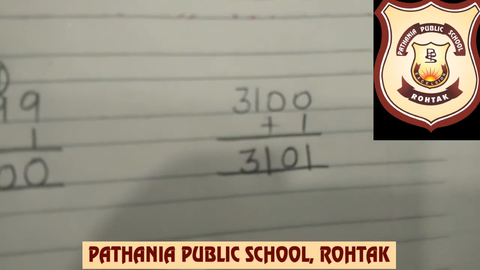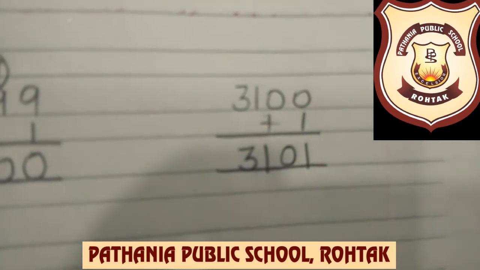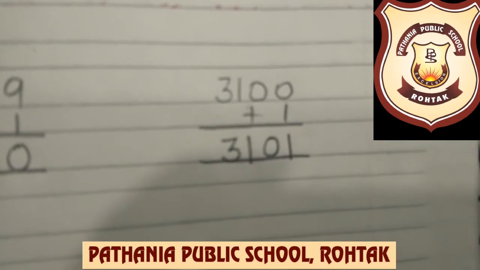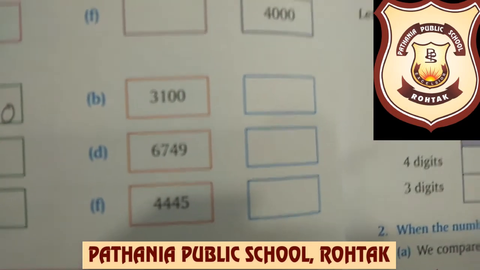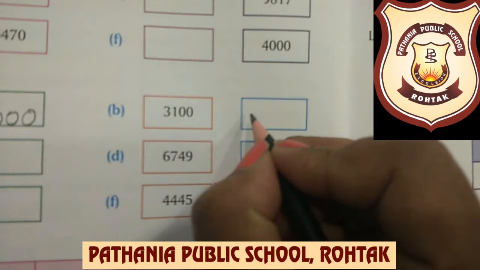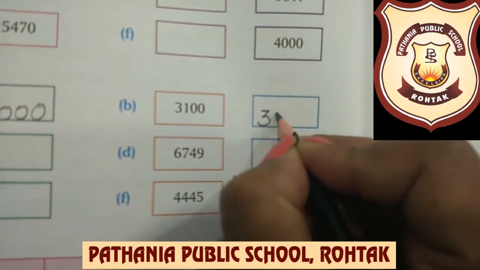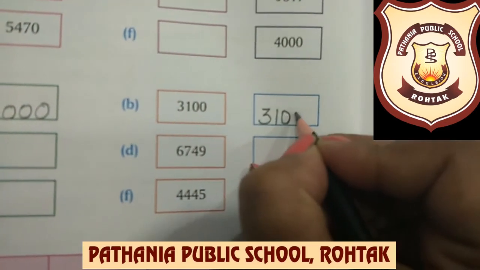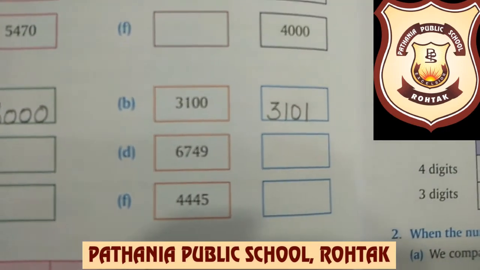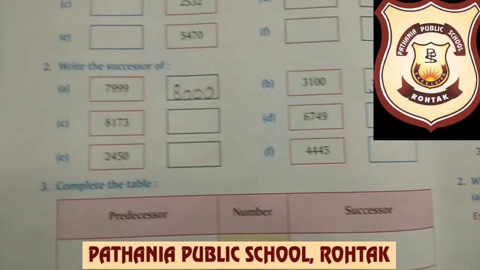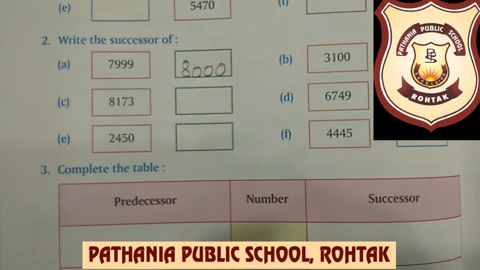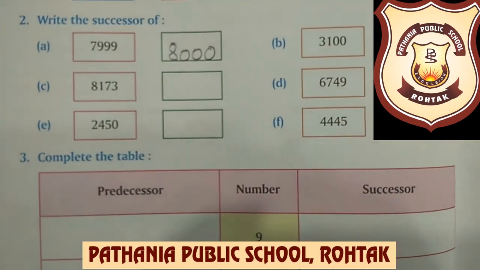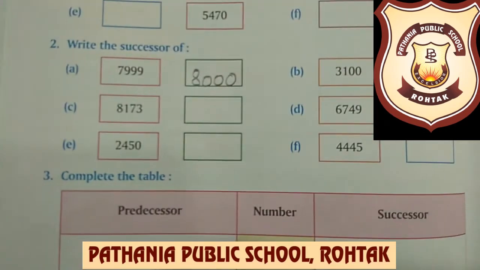So 3101 is the successor of 3100. We will write our answer in the book that 3101 is the successor of 3100. Now students, C, D, E and F parts you will do yourself in the book.